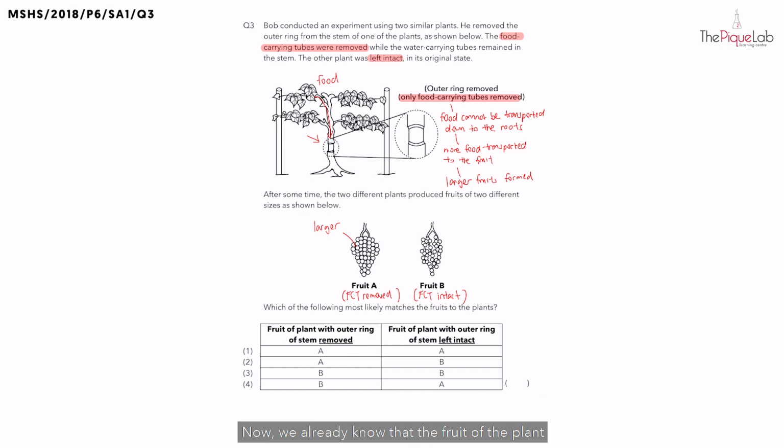Now in this question, they ask which of the following most likely matches the fruits to the plants. We already know that the fruit of the plant with the outer ring of the stem removed is fruit A, and the fruit of the plant with the outer ring of the stem intact is fruit B. Therefore, if we match these to the options, the correct answer should be option 2.